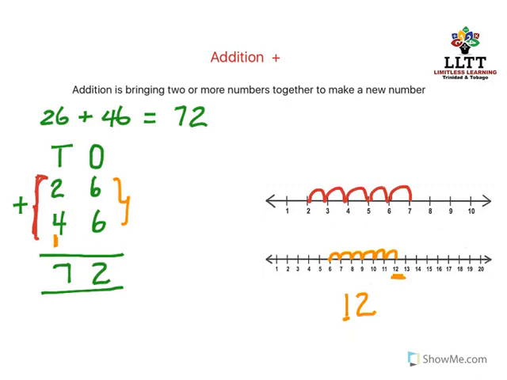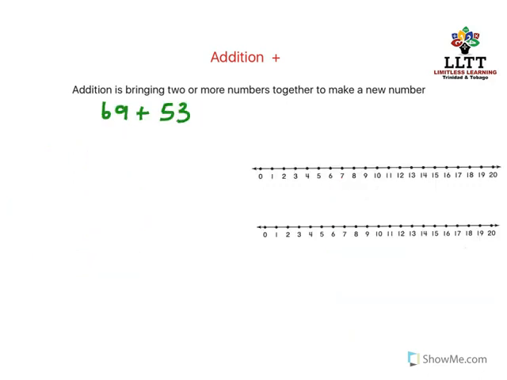Now let's look at a little more challenging question. So we're going to add 69 and 53. Once again, we're going to have our tens and our ones. Okay, 69 has 6 tens and 9 ones. 53 has 5 tens and 3 ones. I put my addition sign on the outside and my equal sign.